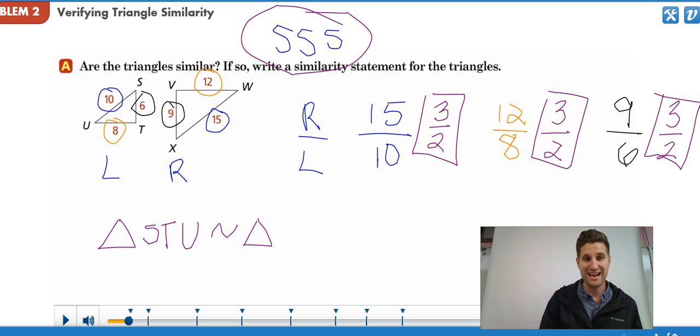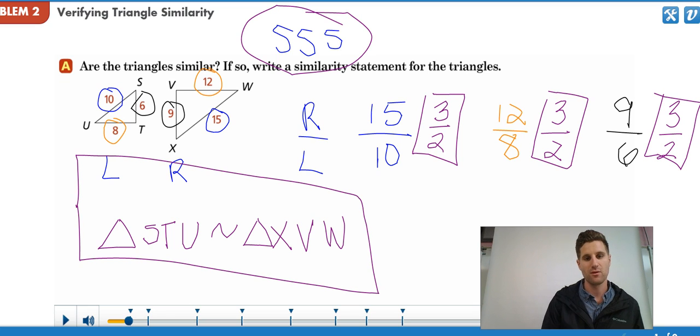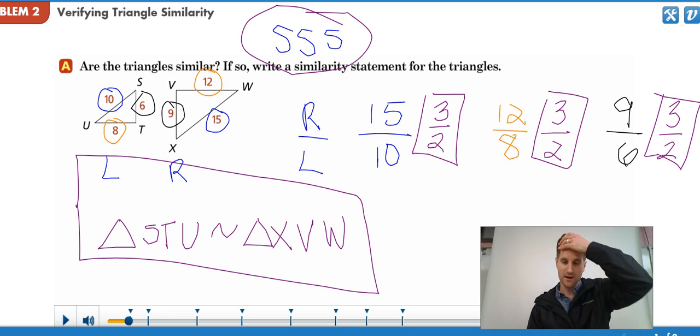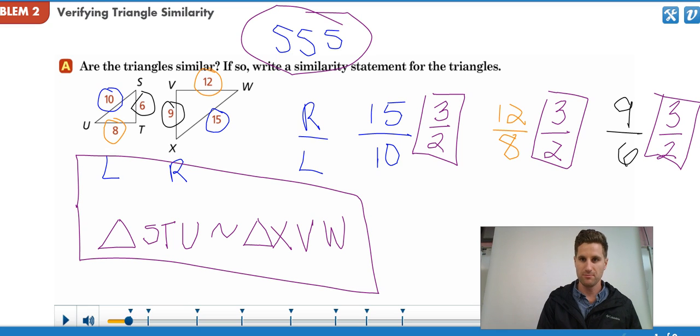So I'm looking at S is between the blue and the black here, so I'm going to say X is probably going to match up with that. T is between the black and the orange, so I'm going to say V matches up with that. And U is between the blue and the orange, so I'm going to say W would be the one that matches up with that. Well, that was a big box. So, all right, there we go. Let's look at our next problem.